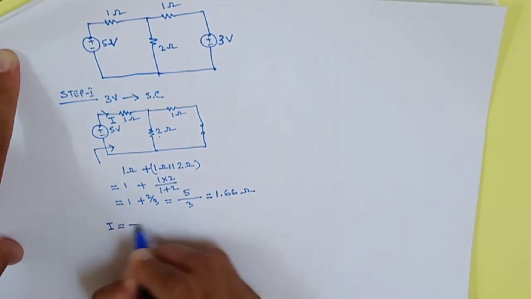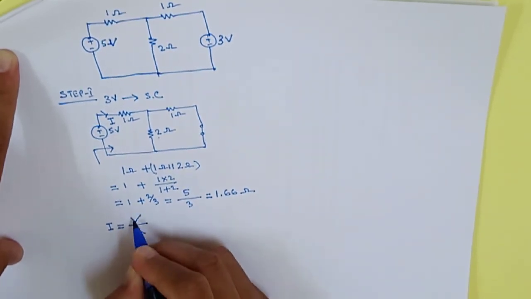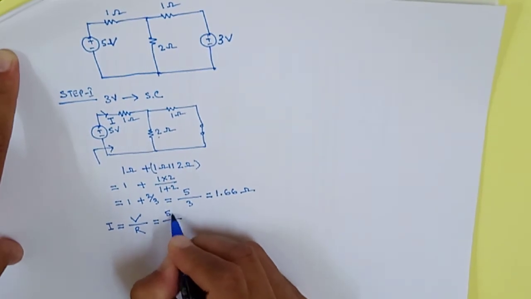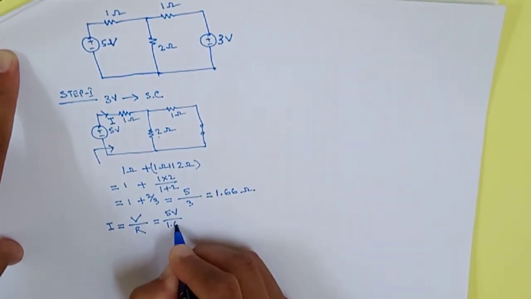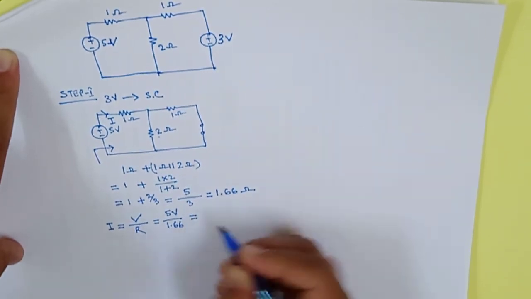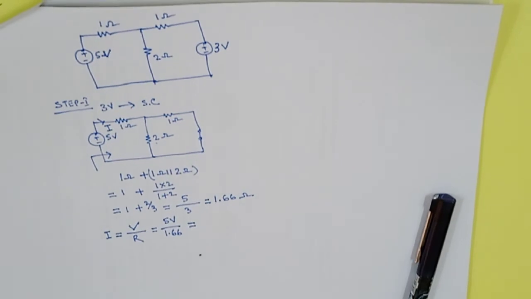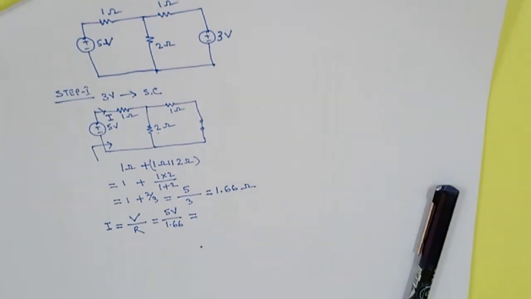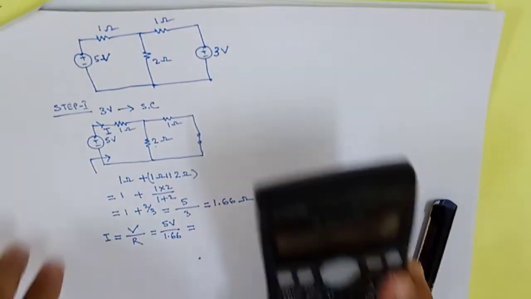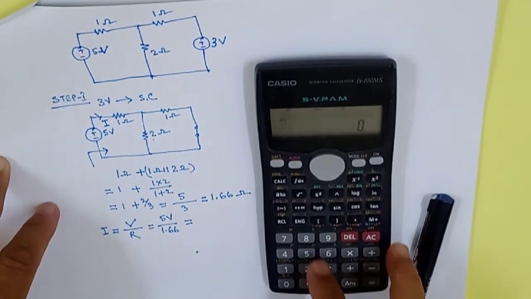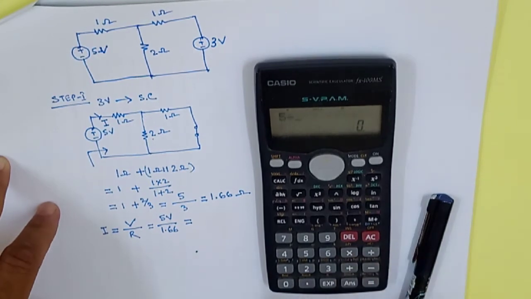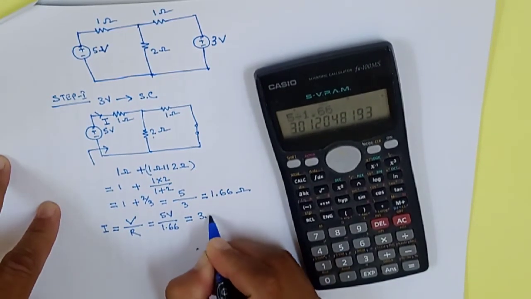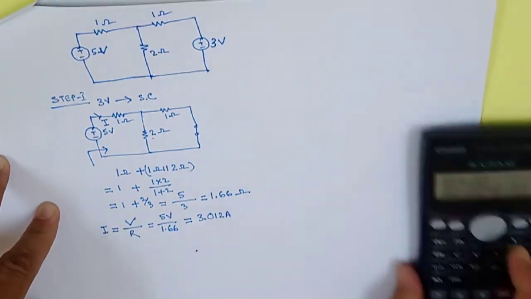Main current equals the total voltage divided by the total resistance of the circuit. So V is how much? 5 volt. Resistance is how much? 1.66. So now you have to calculate. This is important: whenever you are going to solve this problem, you should have a calculator with you. 5 divided by 1.66 will give you approximately 0.12 ampere.